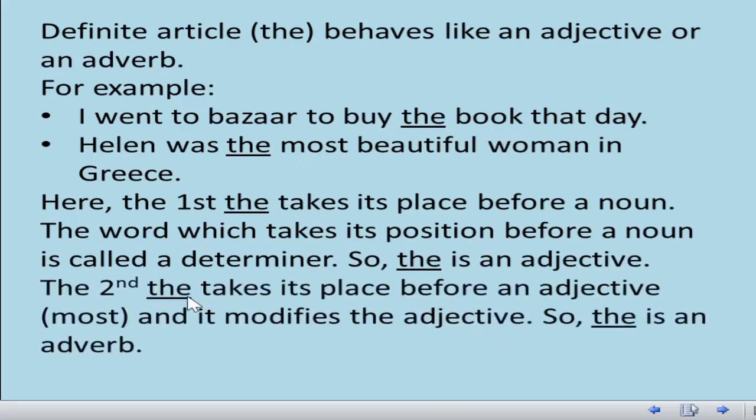And the second the takes its place before an adjective, most, and it modifies the adjective. So who modifies the adjective? An adverb can modify the adjective. So the second the is a modifier of the adjective. That's why here the is an adverb.